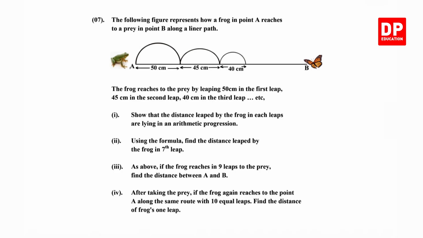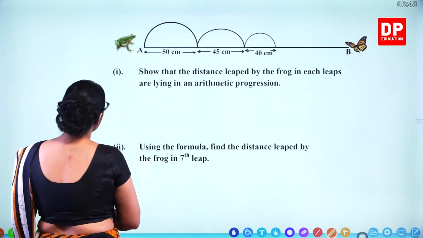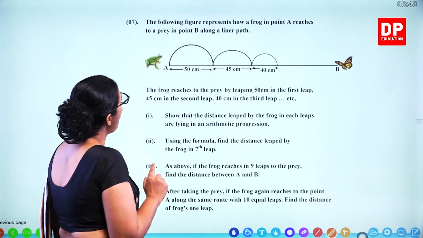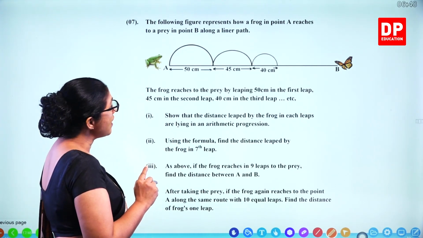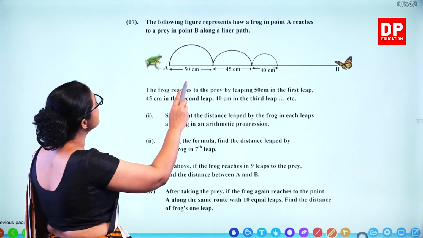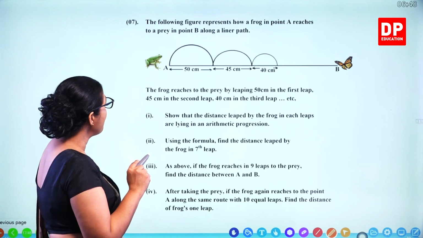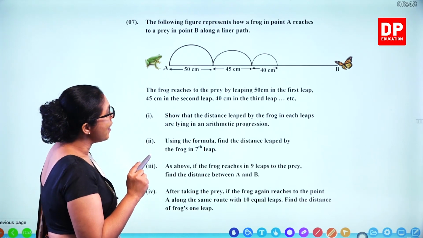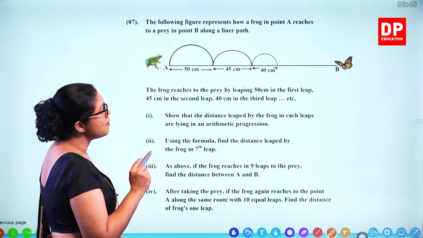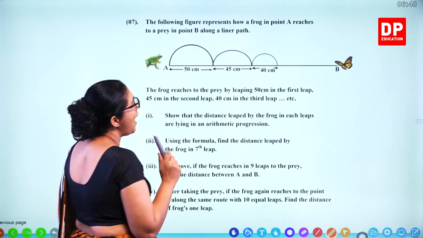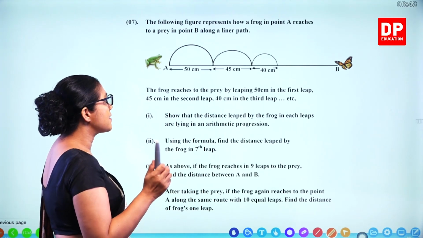Let's take question number 7 in part B. This is about number patterns. Let's do that. So it says, the following figure represents how a frog in point A reaches to prey in point B along a linear path. So there's a butterfly. The frog reaches to the prey by leaping 50 centimeters in the first leap, 45 in the second leap, and 40 centimeters in the third leap, etc.